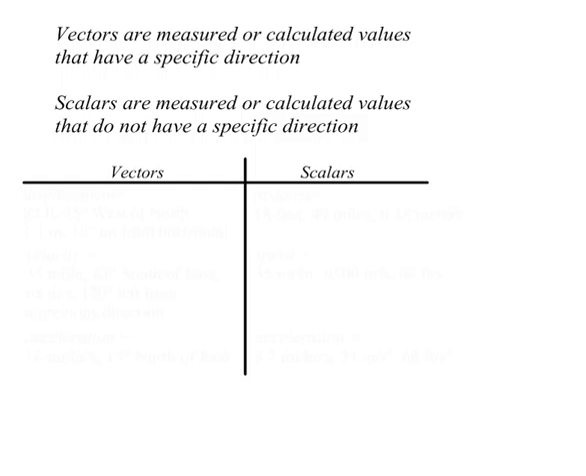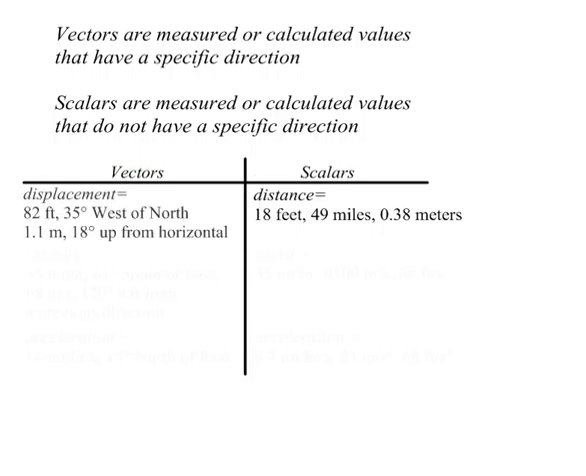If you make a measurement of, say, distance, as a scalar that could be something like 18 feet or 49 miles or 0.38 meters. But as a vector, instead of distance, it would be called a displacement. And displacements not only have a distance, but also a direction. It's a measurement from one spot to another. So 82 feet, 35 degrees west of north, or 1.1 meters, 18 degrees up from horizontal, gives a person directions from one spot to another spot.